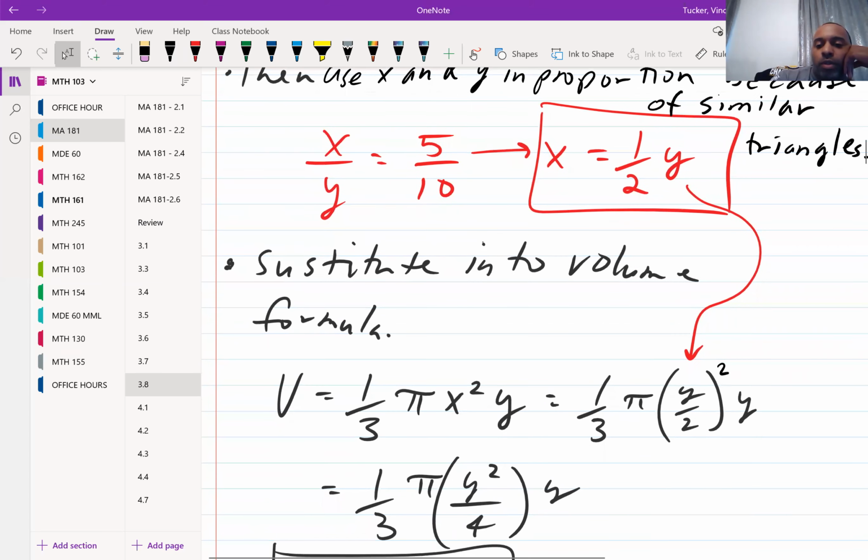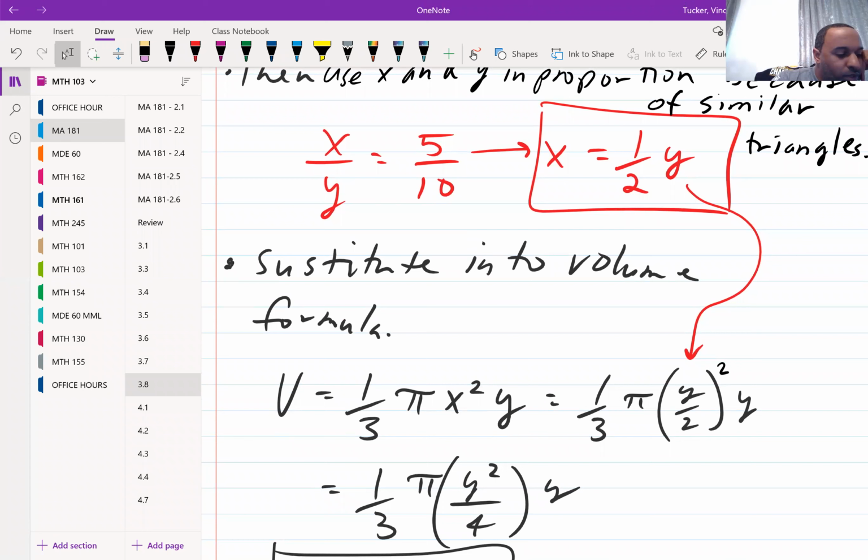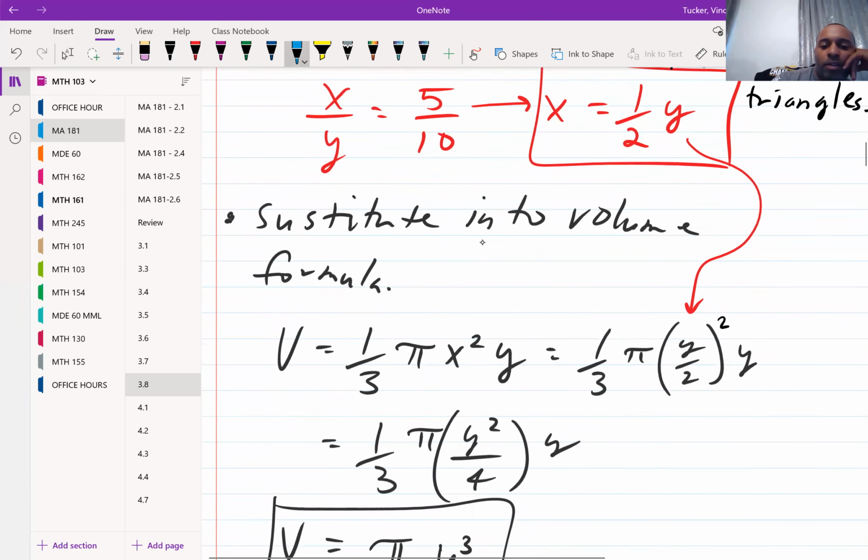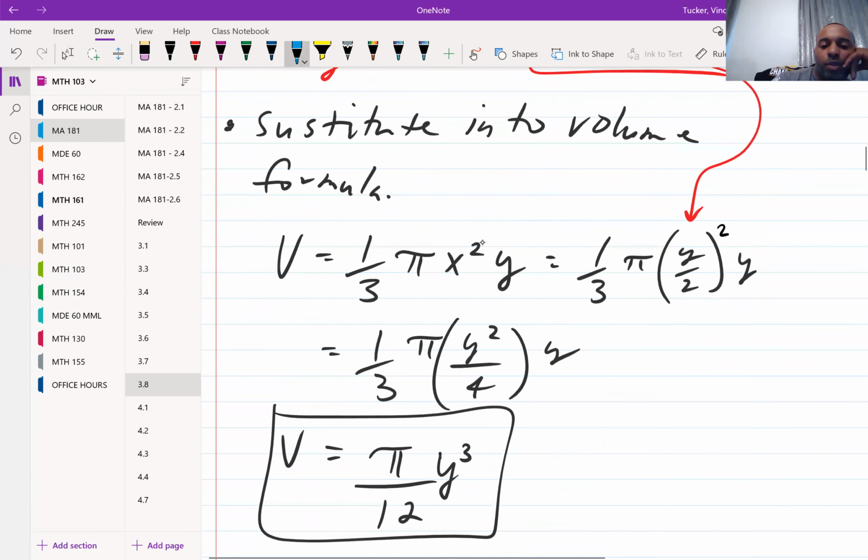All right, y squared, y over 2 squared is y squared over 4. Still got y out here. So multiplying y to that would be y cubed over 4. And that 4 times 3 in the bottom would be 12. So this is what we have now.